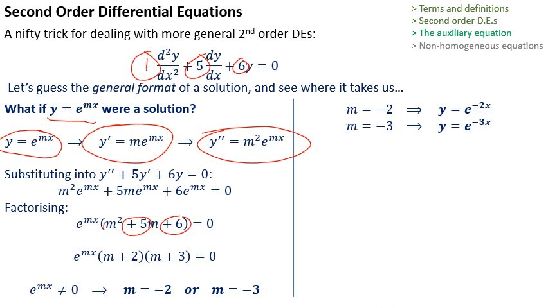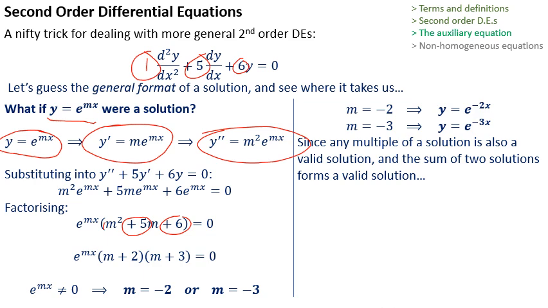And then we can add those two things and get an even more general solution. Any multiple of a solution is a solution, and the sum of two solutions is a valid solution, provided we're dealing with a homogeneous differential equation like we are. So the general solution must be a e to the -2x plus b e to the -3x.